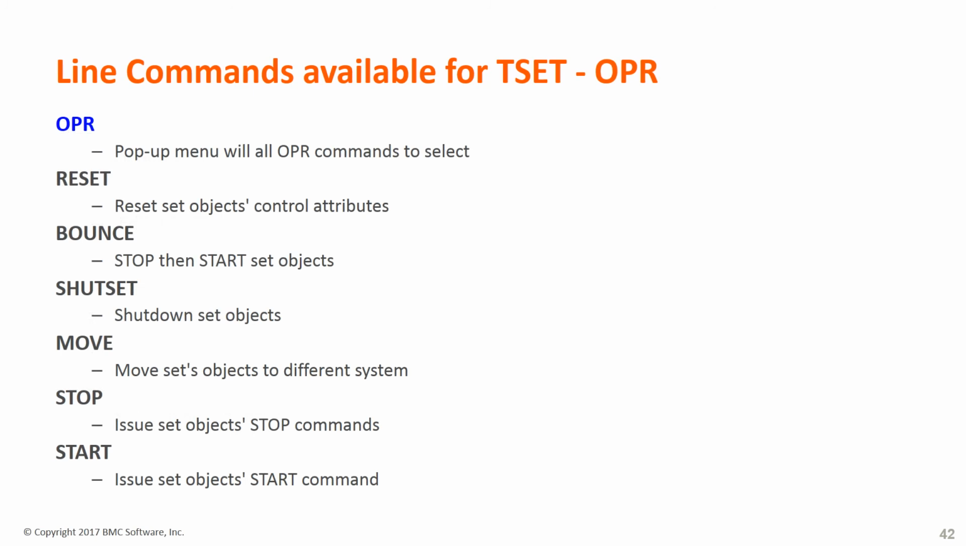The OPR or operator command will display a list of all the operator commands that are typically issued. You can do an RES or reset to change the object's control attributes in the set. If you want to bounce all of the objects in a set, you can use the BOU or bounce command. If you want to shut down all the objects in a set, you can use the shut set command. If you want to move all of the objects in a set to a different system, you can use the move command. If you want to stop all of the objects in a set, you can use stop, and you can use start to start all of the objects in a set.